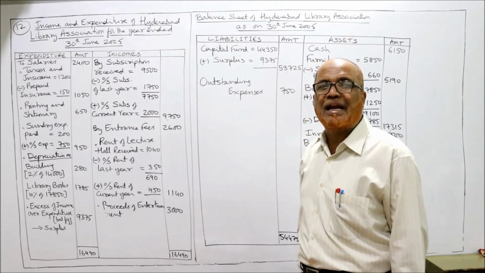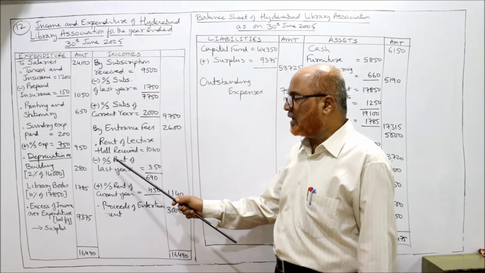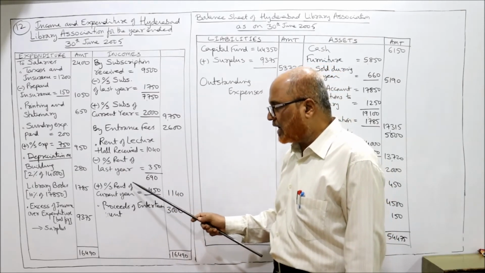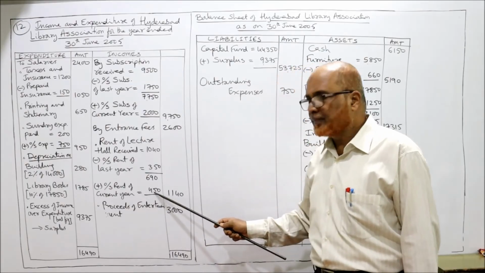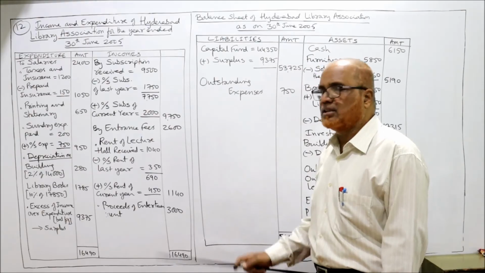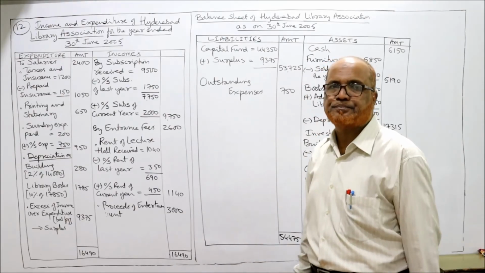Same is the treatment for rent of lecture hall. So rent of lecture hall, add less outstanding rent of last year, minus, plus outstanding rent of current year, add. So we'll get 1,140. Last one, proceeds of entertainment 3,000. No adjustment, directly we have taken.